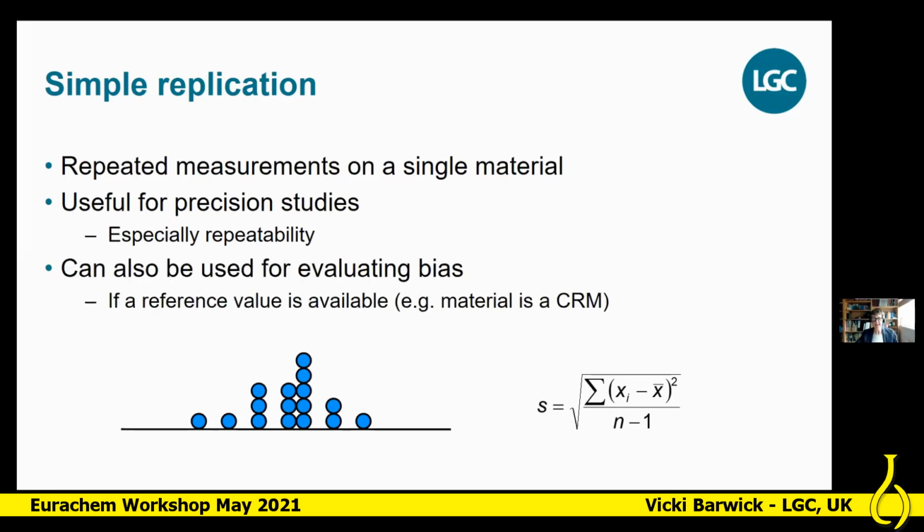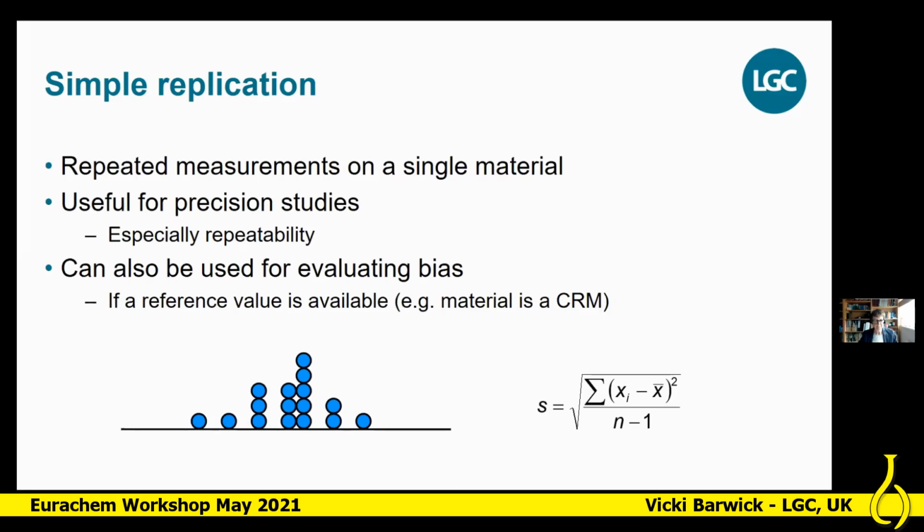If we were actually analysing a certified reference material as part of a simple replication study, then that would give us a reference value. So that would mean that not only could we get an estimate of precision from that data, if we have the reference value, we could also evaluate bias. So obviously we don't need a CRM to evaluate precision because we don't need the reference value. But if we were using a CRM, we could evaluate both precision and bias from that data.